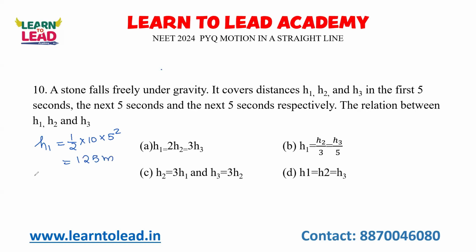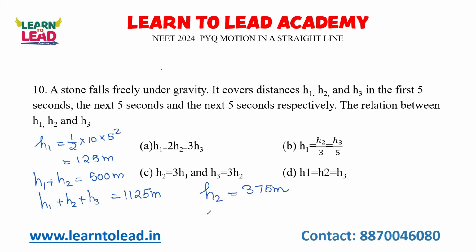125 meters. h1 plus h2 is 500 meters. And h1 plus h2 plus h3 is equal to 1125 meters. Okay, for h2, we know 500 minus 125, you'll get 375 meters. And h3, you should substitute h1 and h2, and you will get 625. If you take the ratio, you get h1 is equal to h2 by 3 is equal to h3 by 5. Okay, so that is your answer.